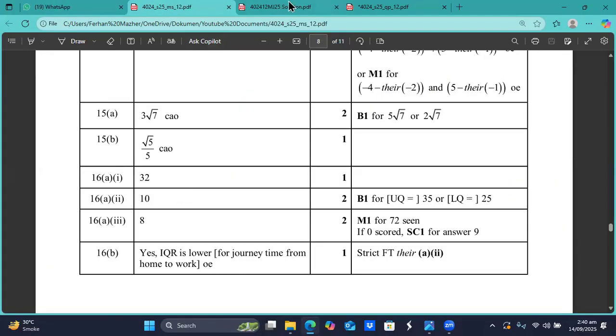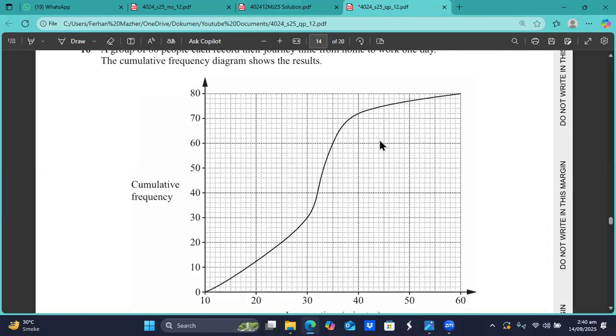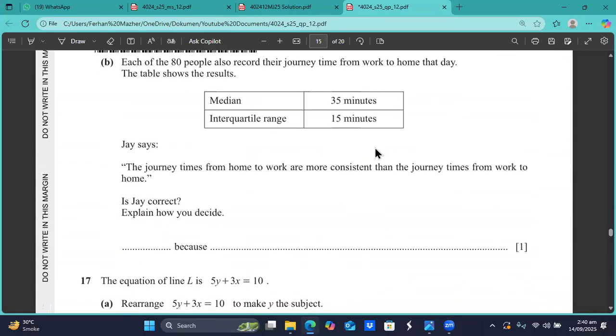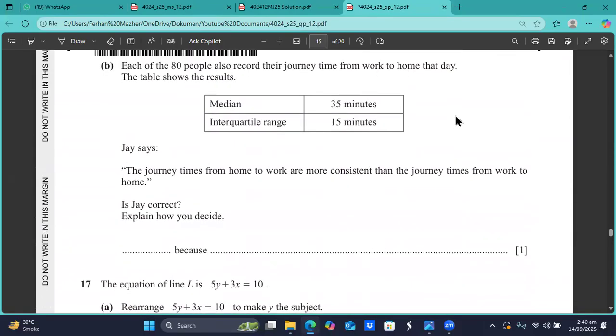And okay, then we have the B part of question number 16. It says each of the 80 people also record their journey time from work to home. First, they were going from home to work, like you are going to your office, and then from work to home means office to home. That day, the table shows the results. The median is 35 minutes when they are going from office to home, and the interquartile range is 15 minutes.